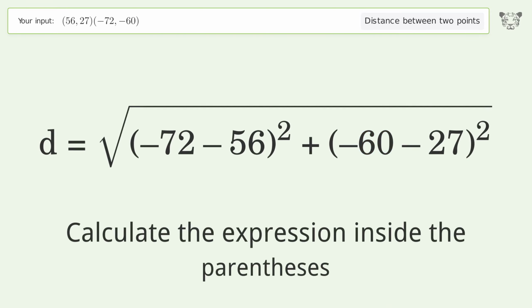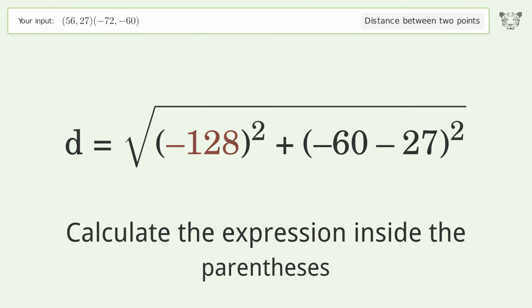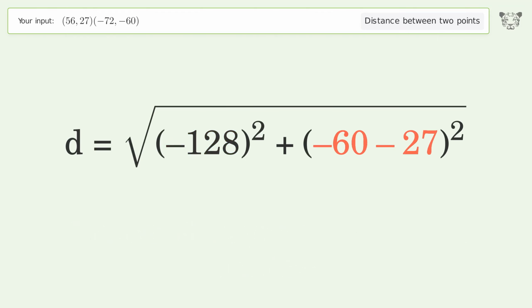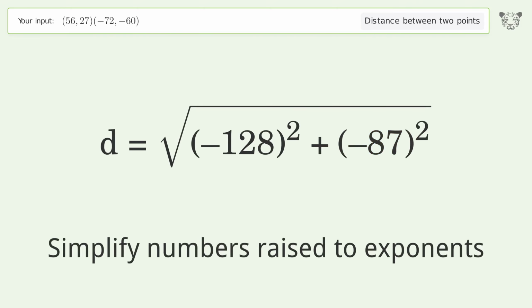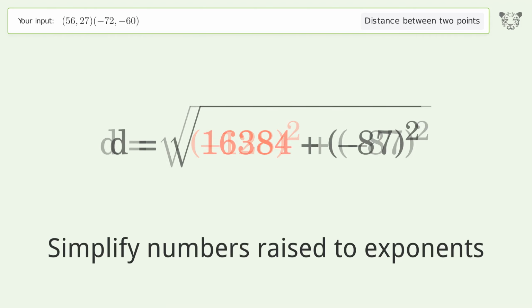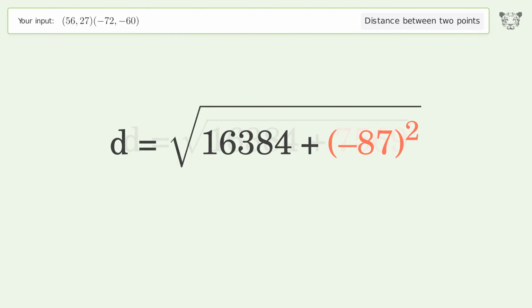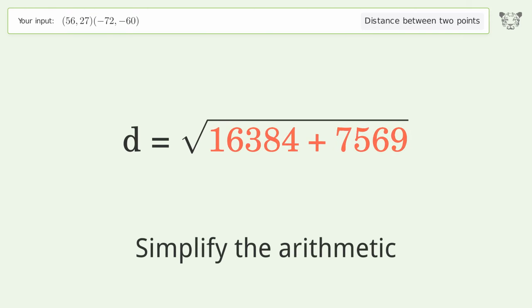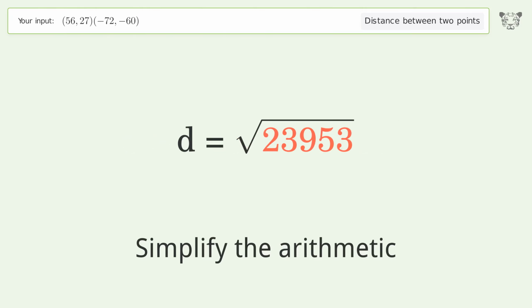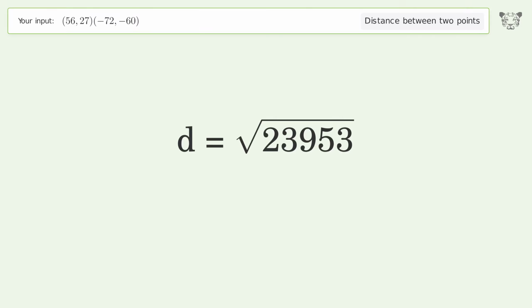Calculate the expression inside the parentheses. Simplify numbers raised to exponents. Simplify the arithmetic. And so the distance between the 2 points is the square root of 23,953, or 154.768.